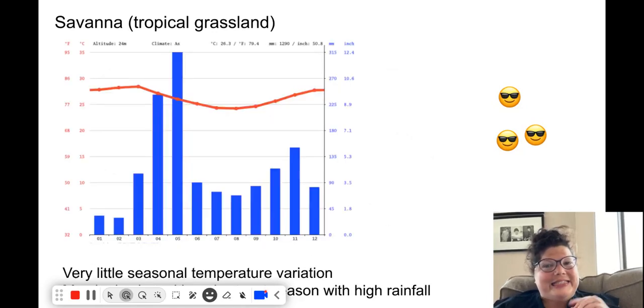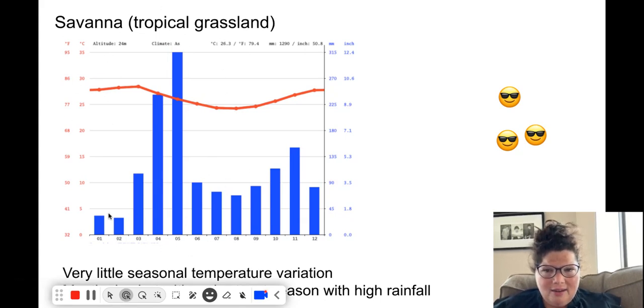So savanna is different from the temperate grasslands because we have a very consistent temperature here. We get this area of a lot of rain, but for the most part, we're not going to get the seasonal variation in temperature. It's going to stay the same.